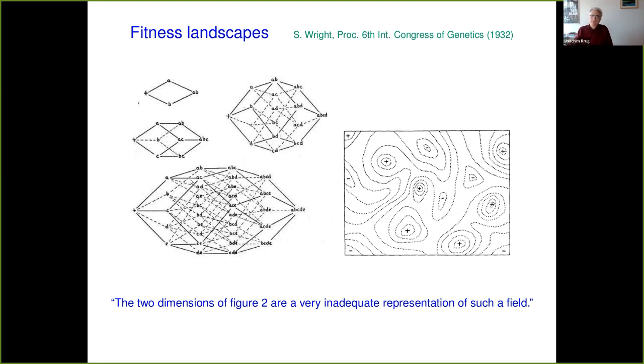And so if you now want to assign a fitness value to each of these combinations, this is really a function defined on this space. Now, this is, of course, notoriously difficult to visualize. And so to visualize things, he also added this other picture, which is more like a topographic map on two-dimensional space. So this is now a landscape in two dimensions, which has peaks and valleys.